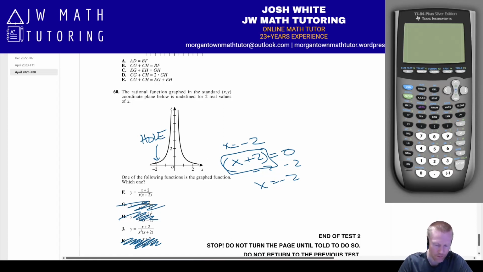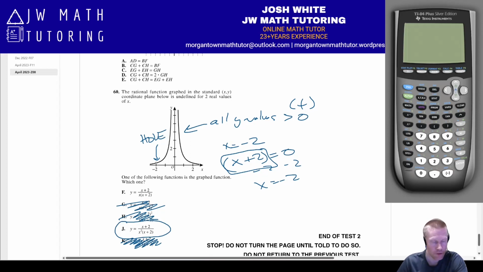However, you can actually determine which one of these is correct without needing to do that. Here's how you can do that. Notice on this graph, all the y values are positive. Everything is above the x-axis. They're all greater than 0. Therefore, the correct answer has to be letter J.